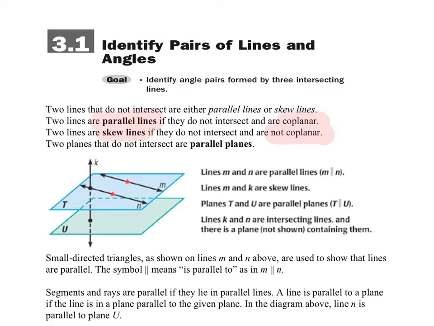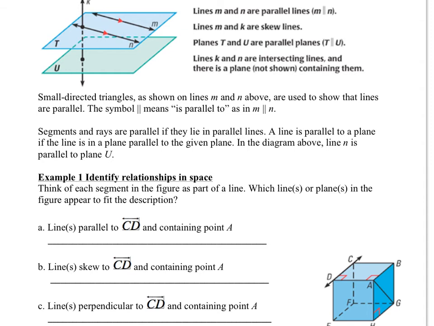Two planes that do not intersect are called parallel planes. So let's look at the diagram. Lines M and N would be parallel, but M and K would be skew. Planes T and U are parallel, and lines K and N are intersecting. Okay? The two lines side by side means is parallel to.